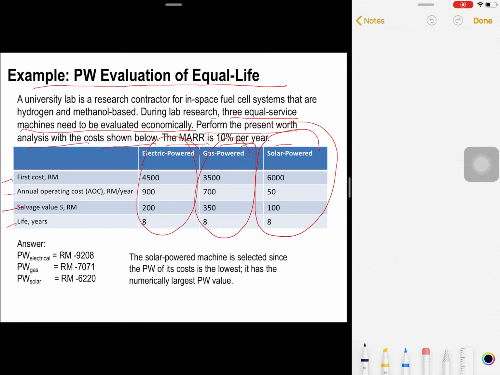So the answer from the PW equivalence cash flow diagram we did previously: we found that the present worth for electric is negative $9,208, PW for gas is negative $7,071, and PW for solar is negative $6,222. So we choose the PW that is the biggest, isn't it? So the solar powered machine is selected since the PW of its cost is the lowest. Okay, it has the numerically largest PW.